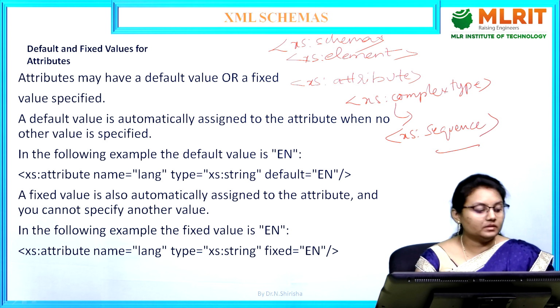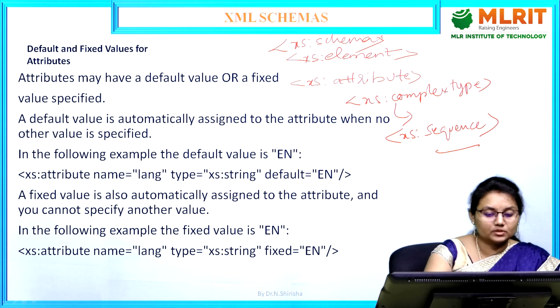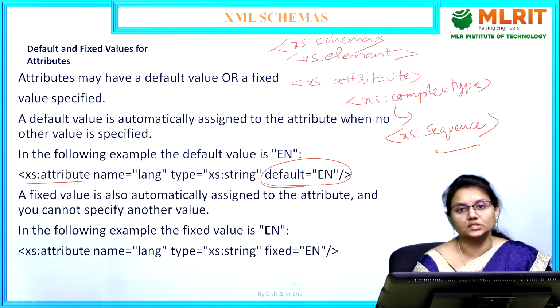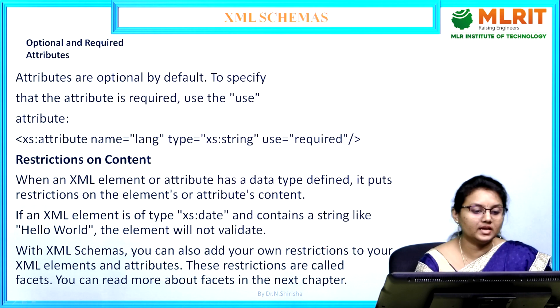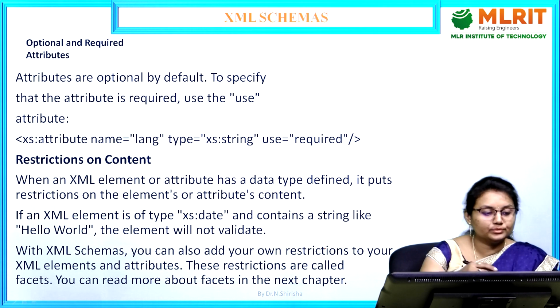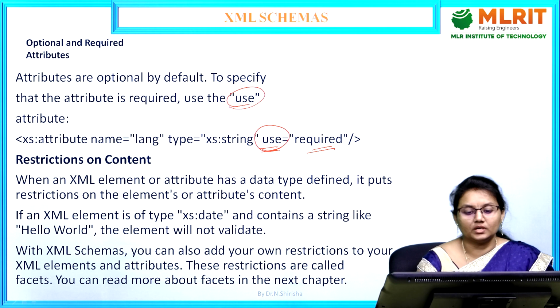Okay. So, here is how to define default and fixed values for the attributes. We have seen the meaning of default value and fixed. How you give them for elements, for attributes also you define it the same way: default is English like that, fixed is English like that. Optional and required. Attributes are optional by default. To specify that the attribute is required, use the use attribute. Use equals required. Use is the attribute that we are going to give, for mandatory fields.